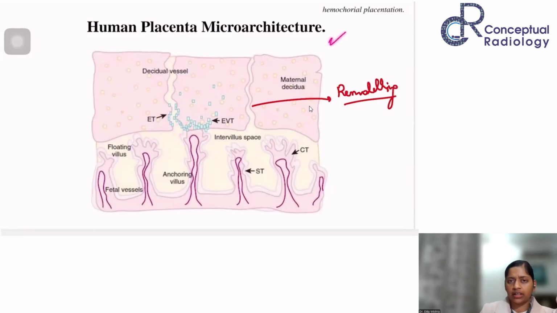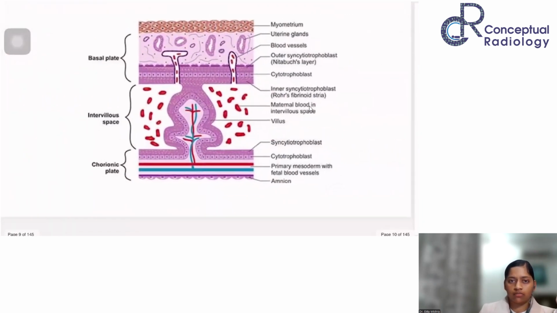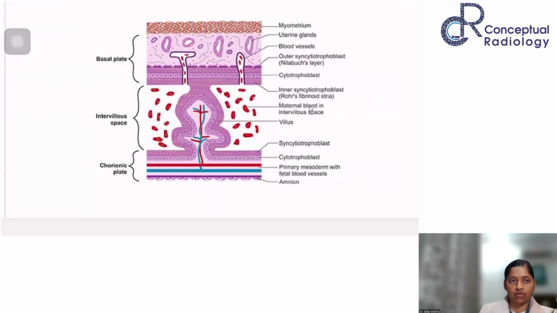Now we have discussed quite in detail. So what do you want in syncytial trophoblast to be repeated? Just let me know. So this is a microarchitecture. You can read the details later on.